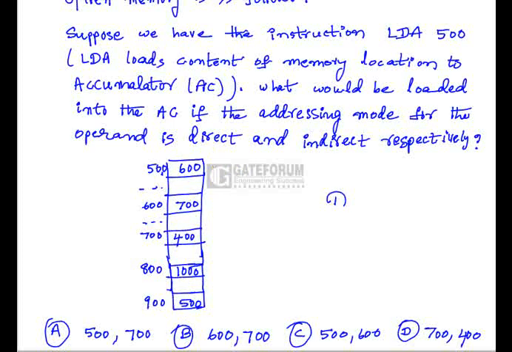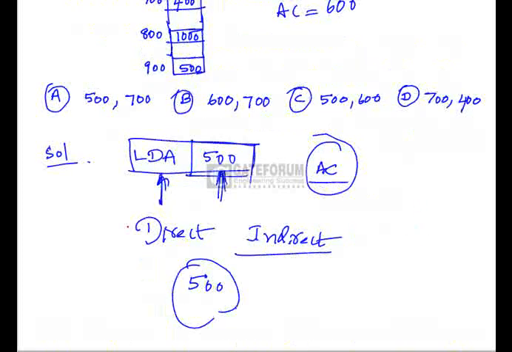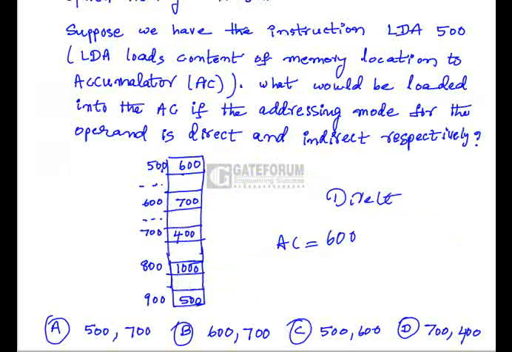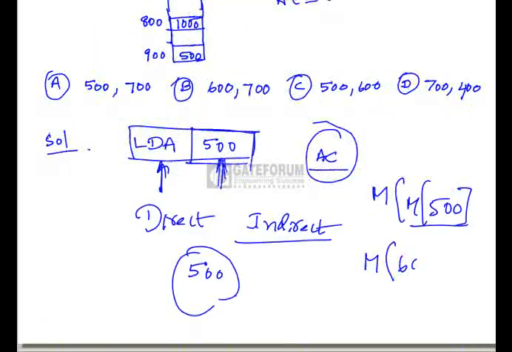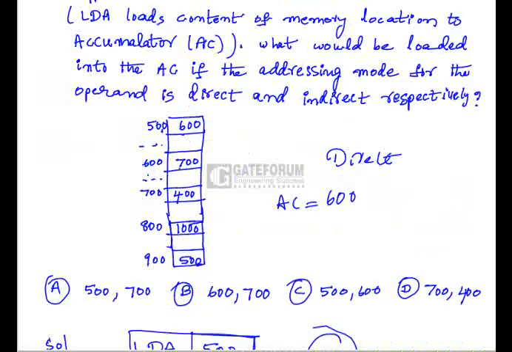So that is, in the case of direct addressing mode, the 600 will be loaded into AC register because the effective address is 500. In the case of indirect, here the address part is 500, so M of 500 will be the effective address here. What is M of 500? 600. Okay, now M of 600 here, the content of memory at address 600, will be 700.